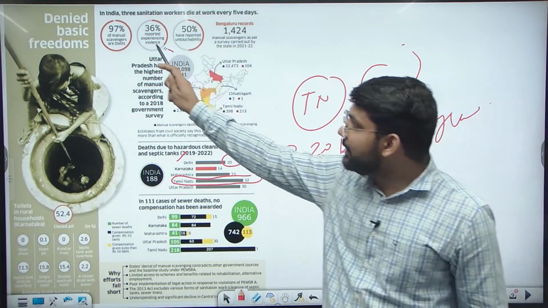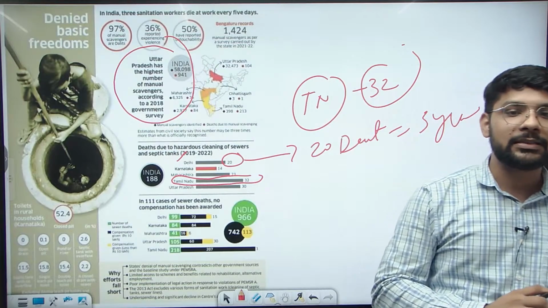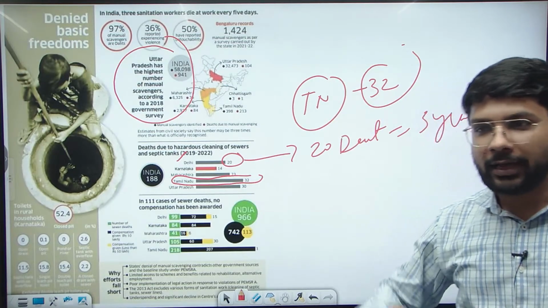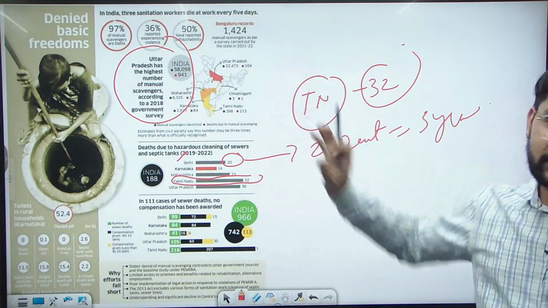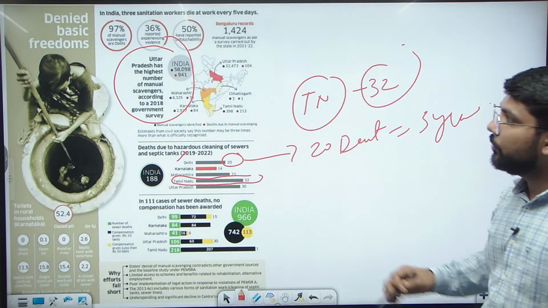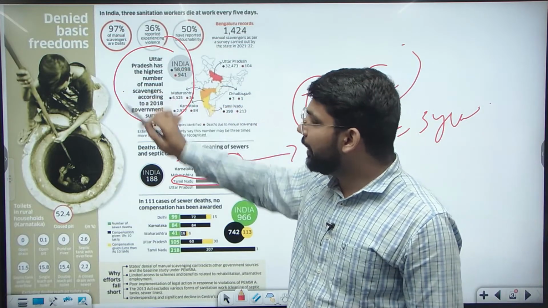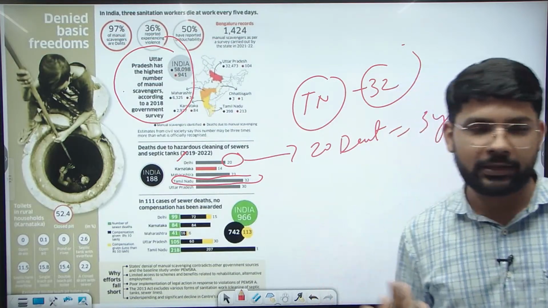Uttar Pradesh has the highest number of manual scavengers according to the government survey of 2018, where the whole election happens behind the Ram Mandir. They have the highest number of manual scavengers in the country. So you can use this kind of data in your answers. Your answer will be enriched and you can get 50-55% marks in the answer.